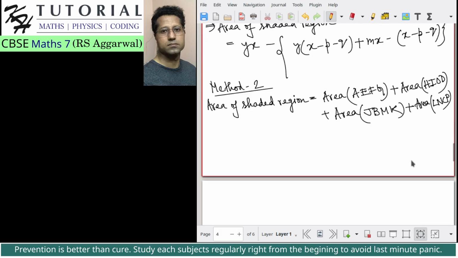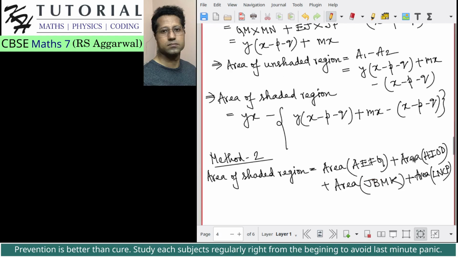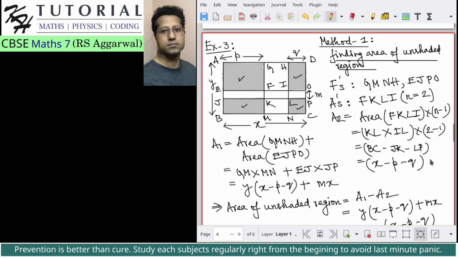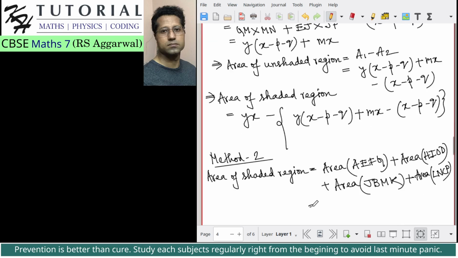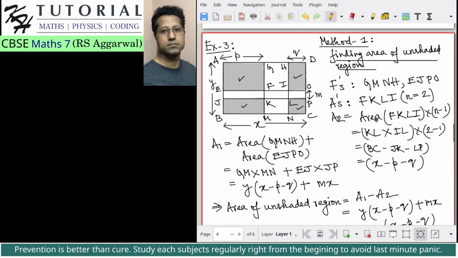Okay, so what is the area of AEFG? The rectangle AEFG, the length is P. The length is P, and the width will be GF. Can I find GF?